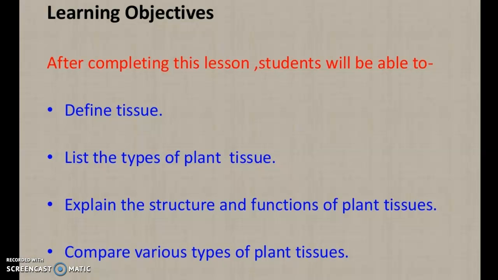So first of all, see the objectives. The objective of today's lesson is to define the tissue. Then we are going to list the types of plant tissues. The third objective is to explain the structure and the function of different plant tissues. Compare various types of plant tissues.